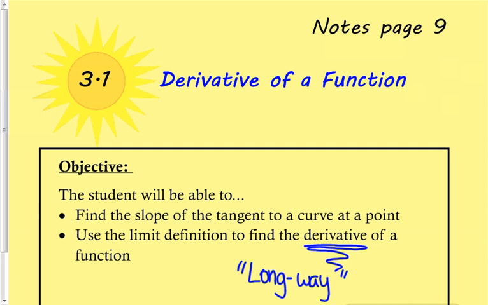All right, derivative of a function, 3.1. Today we're going to do slopes of tangent lines. Lines that are tangent to a curve at a point. And we're also going to finally use the limit definition to find the derivative.